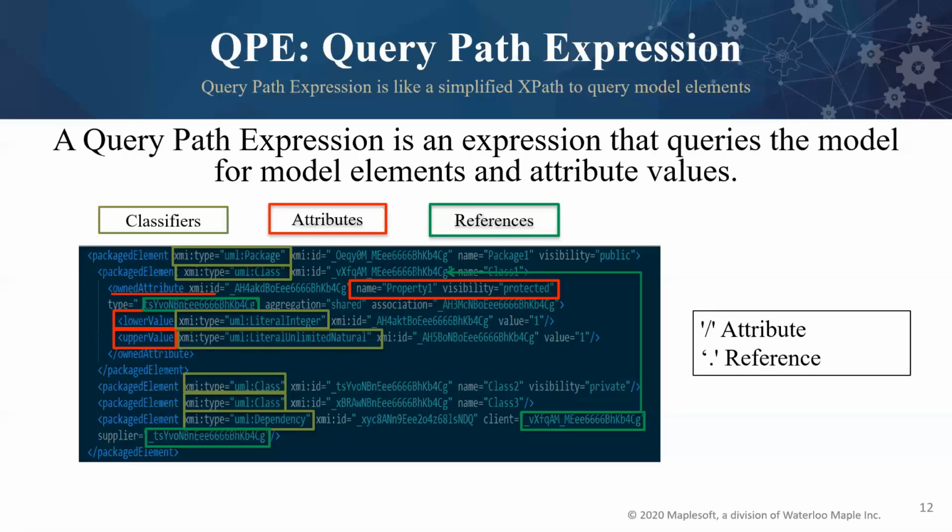For references, I'm going to use a dot. Let's consider the same example dependency that we see here. If I want to get information of the client, I'll use dot client slash name. This will give me the name of the client. So that's the difference between a reference and an attribute when using them in queries in MapleMVC.